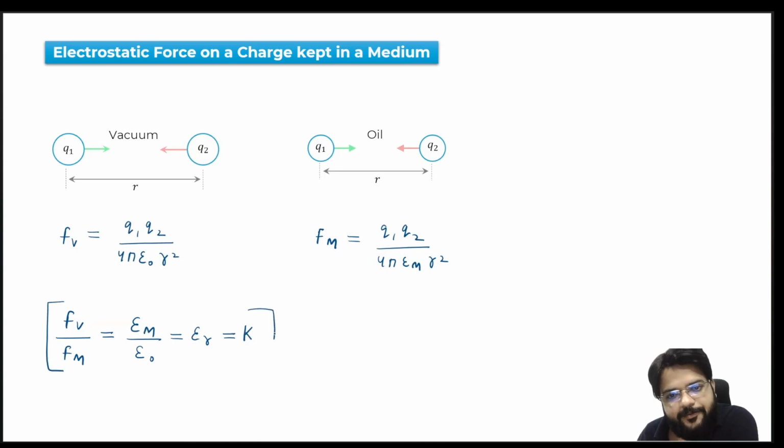and we will represent this dielectric constant with a capital K. Er is the relative permittivity, and it is the ratio of the permittivity of the medium by the permittivity of the free space. So this relation is very important for us, everyone. So write down this relation.